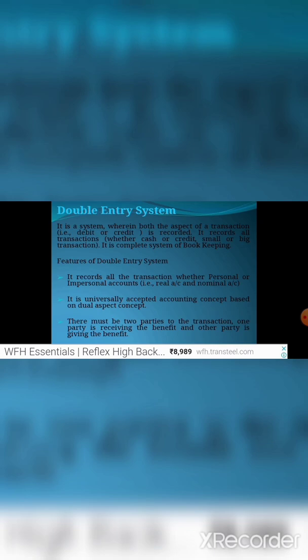It records all the transactions, whether personal, impersonal, real or nominal accounts. There are different rules for real and nominal accounts. As per the English approach, for a real account, debit what comes in, credit what goes out. In personal, debit the receiver, credit the giver. It is a universally accepted accounting concept based on the dual aspect concept. Dual means double entry system. There must be two parties to a transaction. One party is receiving the benefit, the other party is giving the benefit.